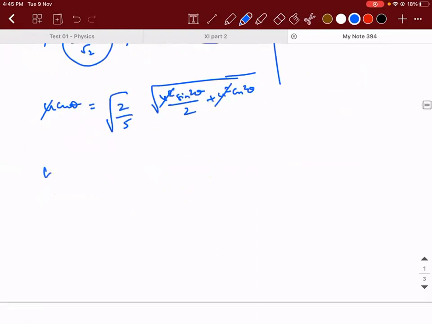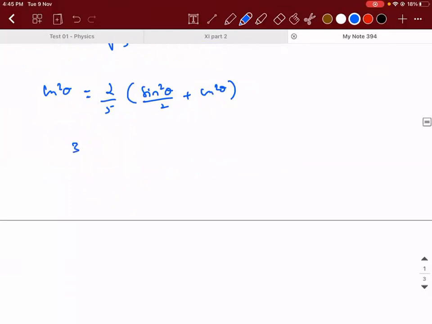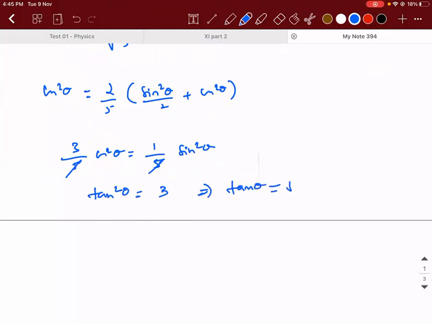Squaring on both sides, cos square theta is equal to 2 by 5 into (sin square theta by 2 plus cos square theta). So 3 by 5 times cos square theta is equal to 1 by 5 times sin square theta. Cancel it. Tan square theta is equal to 3, which implies tan theta is equal to root 3.